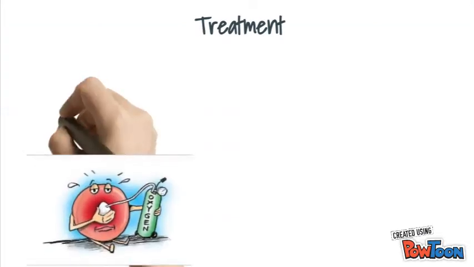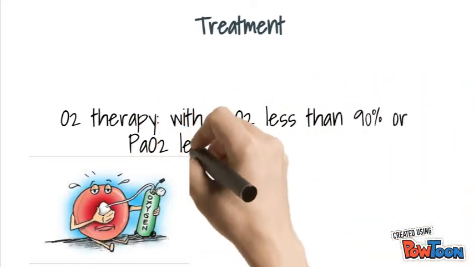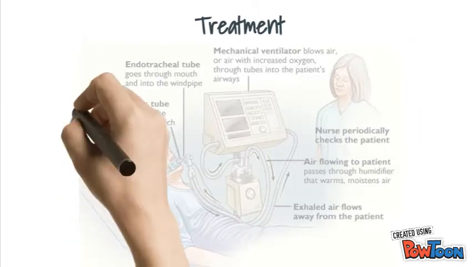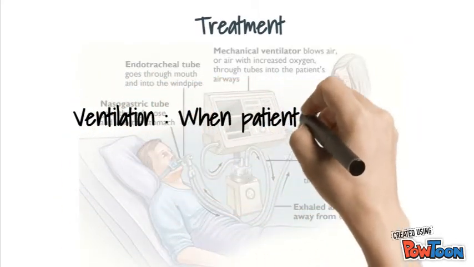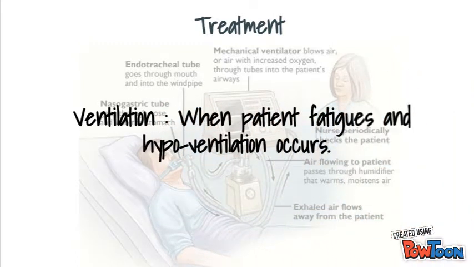If required, oxygen therapy may be given if the saturation is below 90% and if the PaO2 is less than 60 mm mercury. Oxygen therapy is used to treat the hypoxemia and decrease the work of breathing. Ventilation may also be provided if the patient fatigues and hyperventilation occurs. This may happen if the patient was initially hyperventilating because of the presence of hypoxemia, and over time their muscles may have become weak and could no longer work properly.